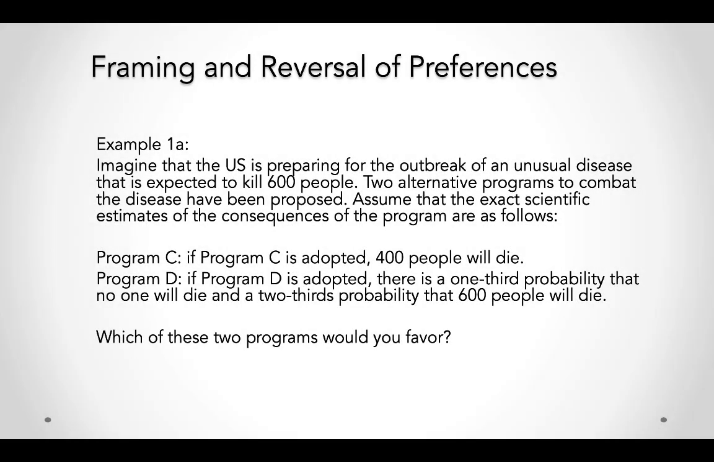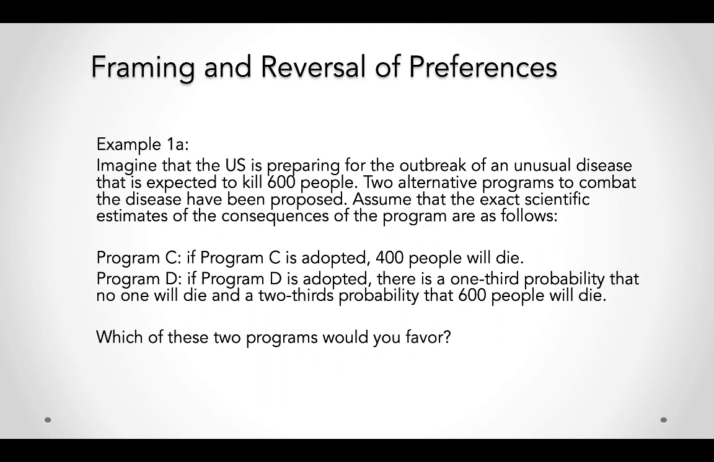The next example, very similar to the first one, is that in this case of an outbreak of an unusual disease that is expected to kill 600 people, we have now Program C and D. If we go with Program C, 400 people will die for sure. If Program D is adopted, there's a 1/3 probability that no one will die and a 2/3 probability that 600 people will die. Which of these two programs would you now favor, right?